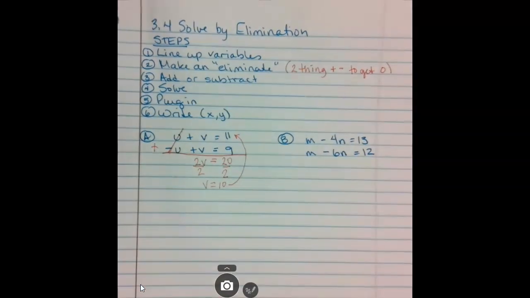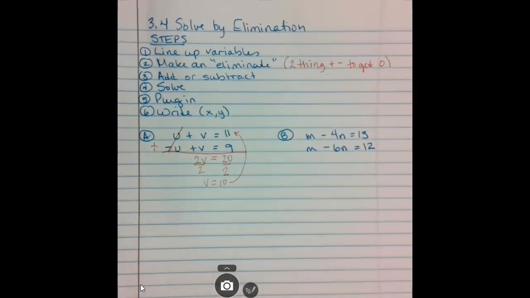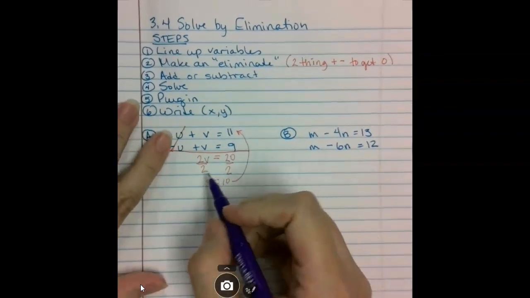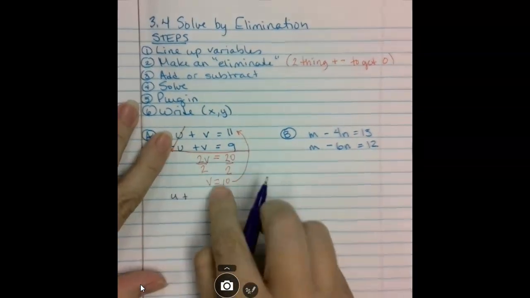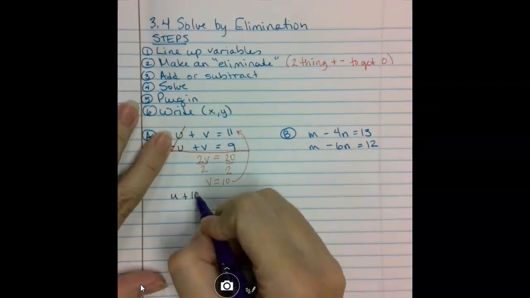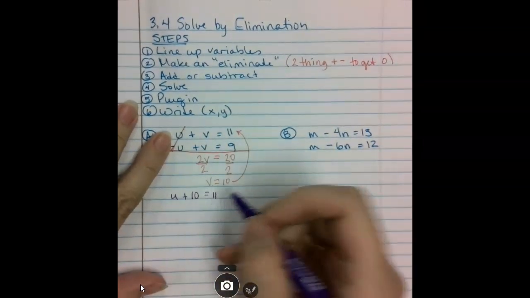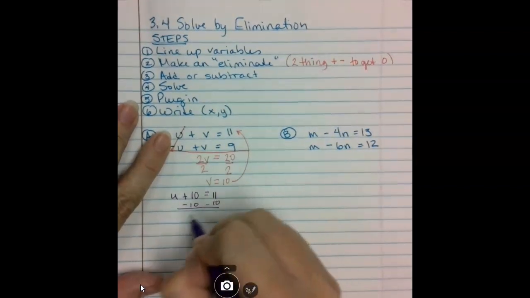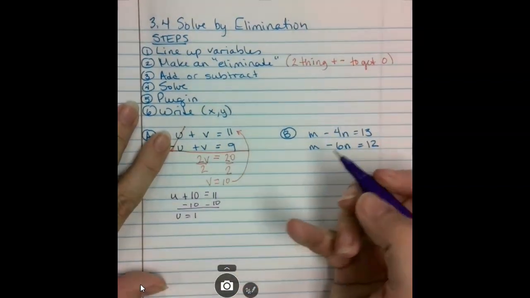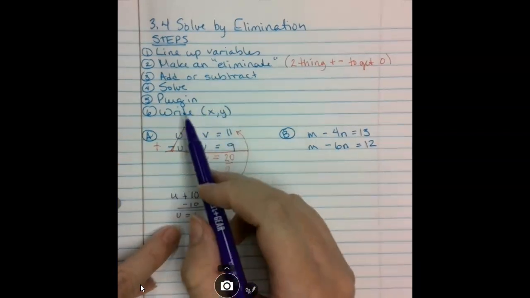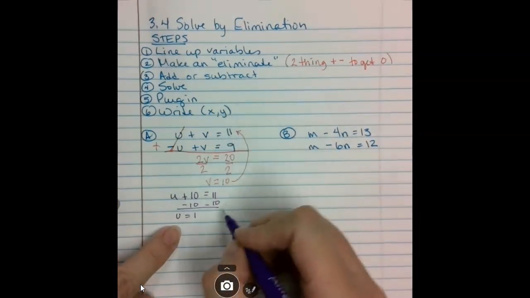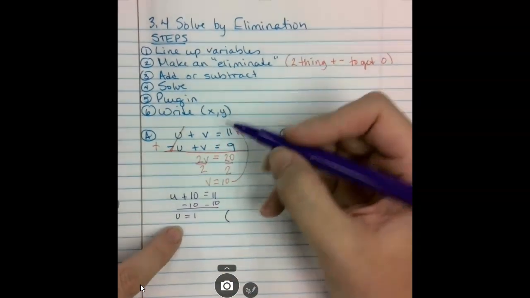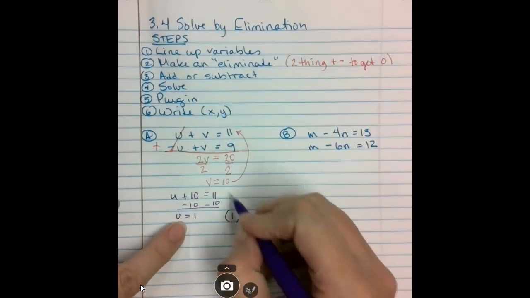But I'm not done. Now I still need to plug it into one of these equations. This is where this is slightly longer than the other ones we did yesterday or on Friday. So I've got u plus, I'm going to plug this in for v, 10 equals 11. Now I have to solve this one to find my other answer. So I'm going to minus 10, u equals 1. So now I have my two parts. Now my last step is to write it as an ordered pair. So it's always in alphabetical order. So it's going to be u, comma, v.